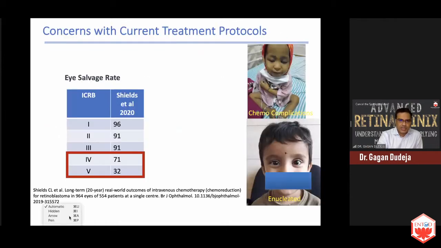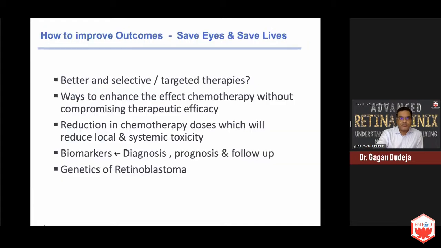So this is a condition where I would be very happy if we can improve upon these rates in group 4 and group 5. So how can we improve this outcome? The question we have here is, can we have some better and selective targeted therapies so that you target retinoblastoma tumor better? How can we enhance current chemotherapy without compromising on any therapeutic efficacy?